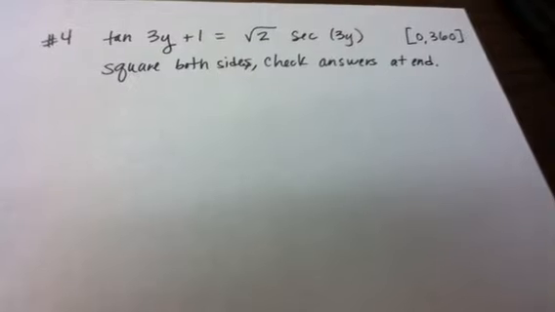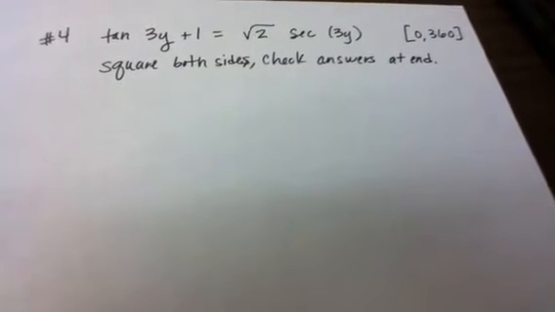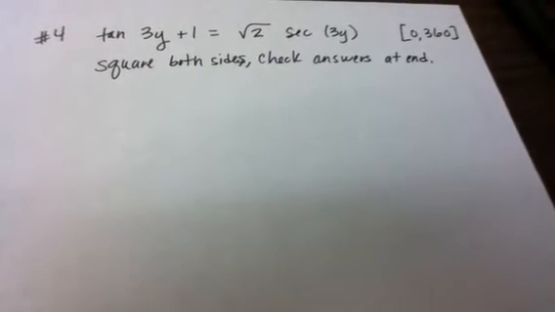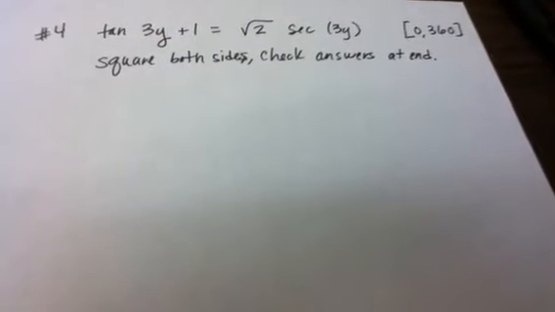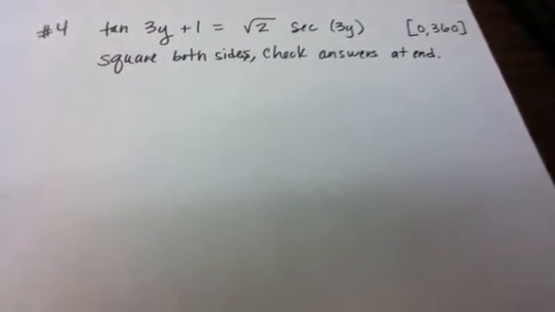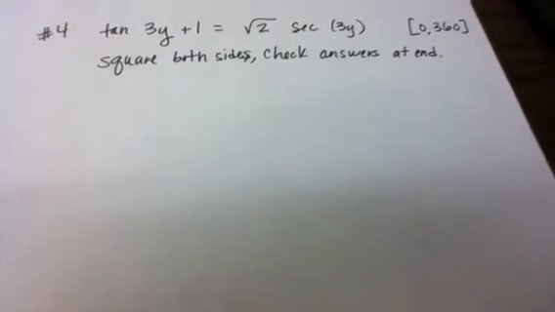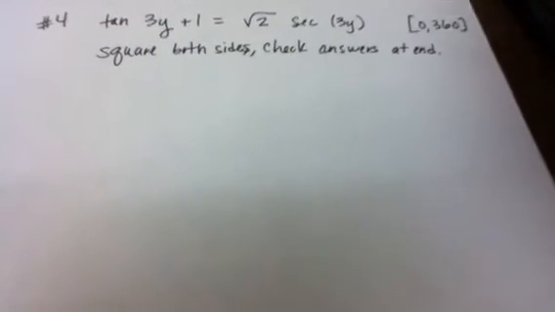But then we also talked about this last time, that if we square both sides, we must check our answers at the end, because when you start a problem by squaring both sides, you mess things up a bit, so there's usually an extraneous solution when you're finished. Okay, so square both sides first.